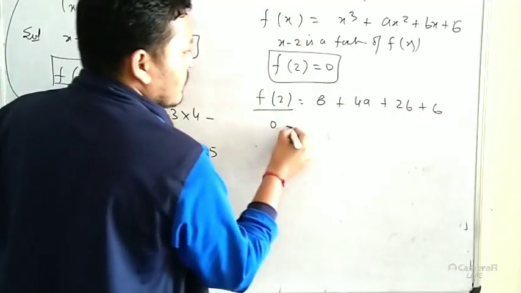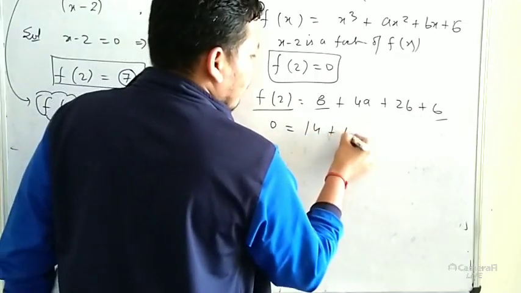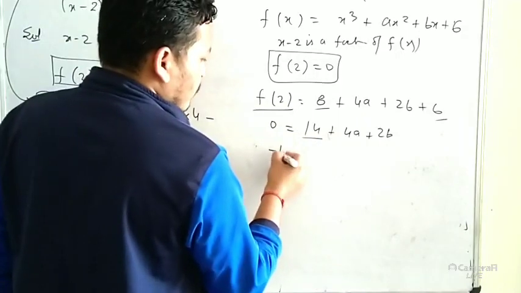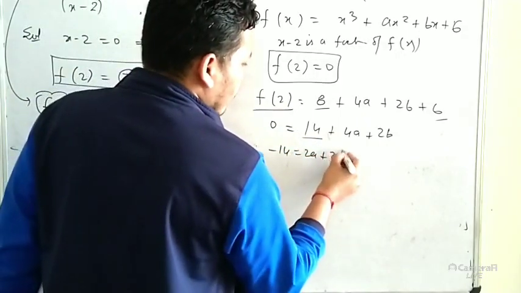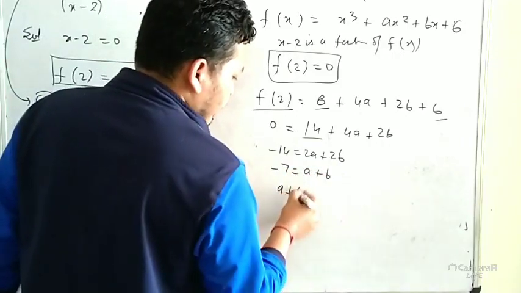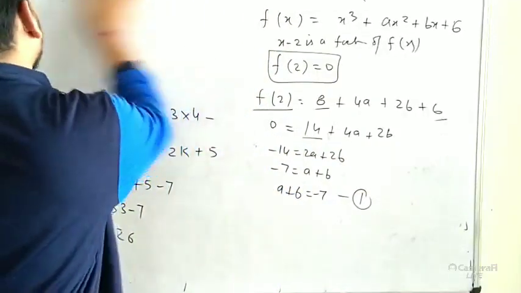Its value is equal to 0, which is 8 and 6, 14, plus 4a plus 2b. So taking 14 to the left hand side, minus 14 is equal to 4a plus 2b. 2 is common, so minus 7 is equal to 2a plus b. We can say that 2a plus b is equal to minus 7. Equation number first.